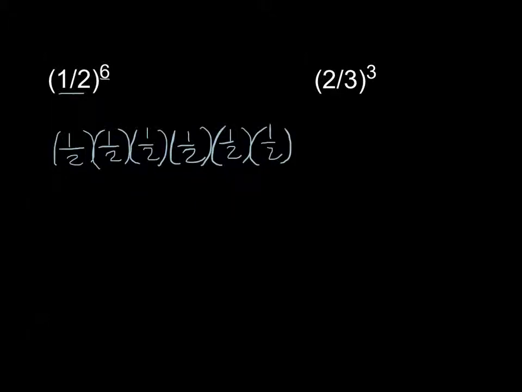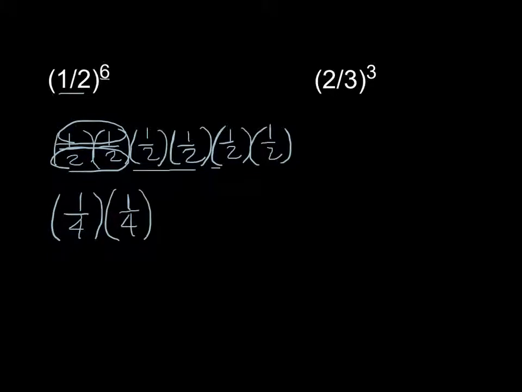And when we multiply fractions, we multiply numerator times numerator, that's 1 times 1, and denominator times denominator. So 1/2 times 1/2 is 1/4. And again, I'm going to multiply just 2 fractions at a time. So this is 1/4, and 1/2 times 1/2 again is 1/4. And we have this last 1/2 times 1/2, and that is 1/4.